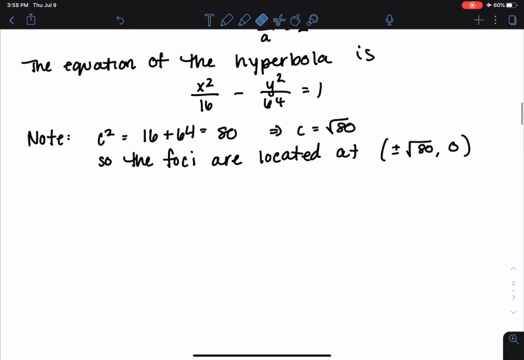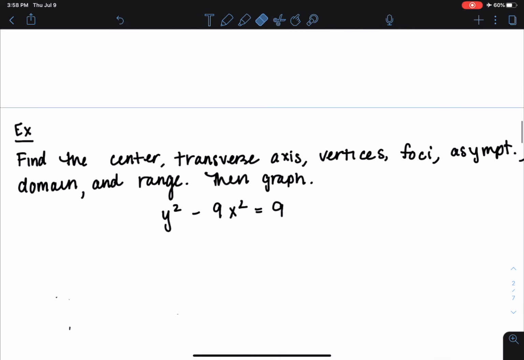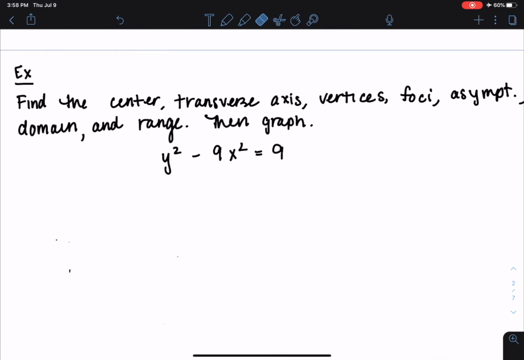Okay. Now let's go ahead and do the opposite. Let's be given the equation, and we want to come up with all of the important pieces of information, including the domain and range. And then we're going to utilize a graph. So again, you don't have to find everything from formulas. You can graph it simultaneously as you're finding all the pieces.